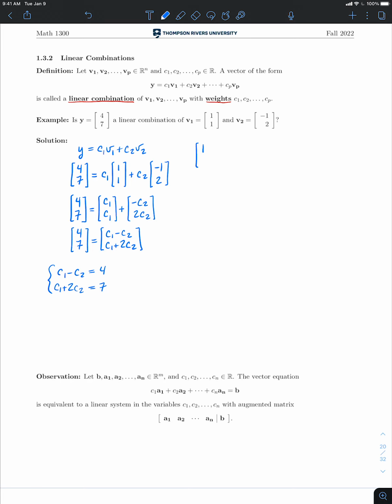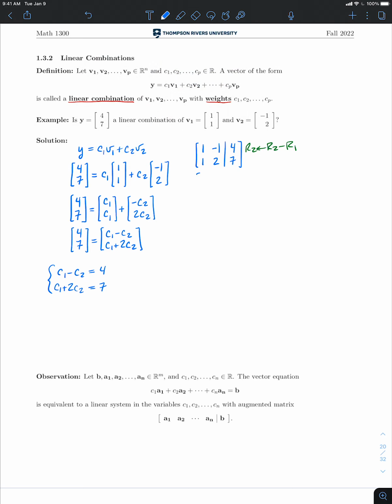So I'll have the coefficient matrix be 1, negative 1, 1, and 2. And then the constant column is 4 and 7. And let's row reduce this now. So I'm going to take row 2 and replace it with row 2 minus row 1.